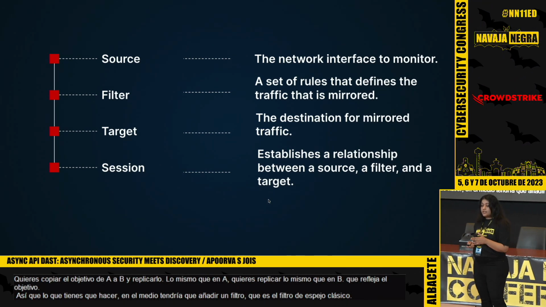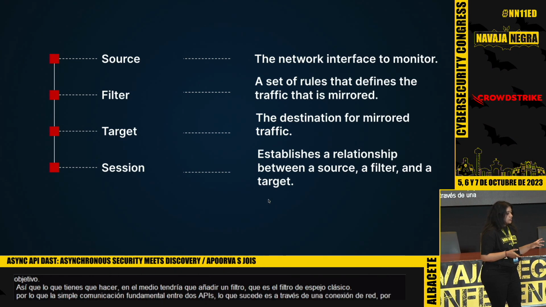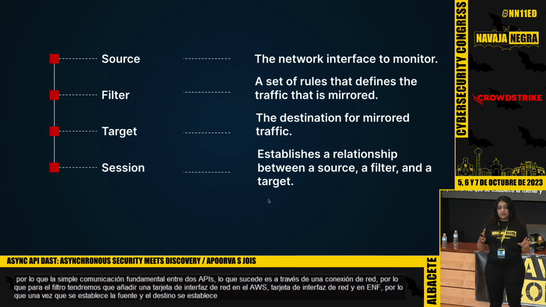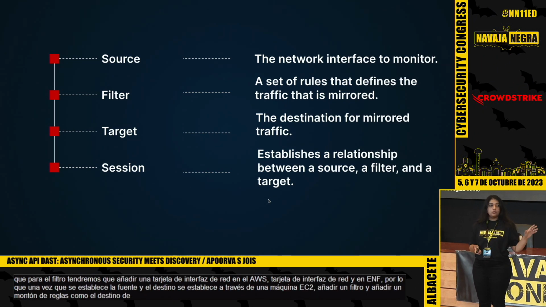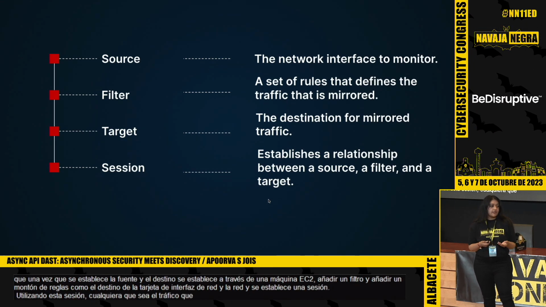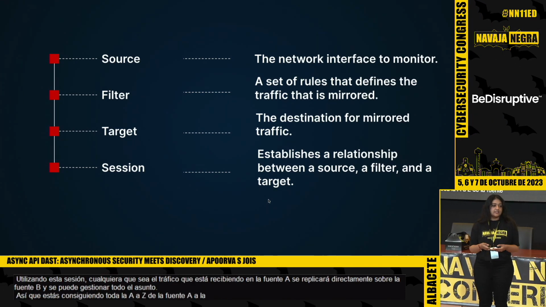Using this session, whatever traffic you are getting in source A will be directly replicated to target B, and you can manage the whole thing. So you are getting the entire A to Z from source A to B. That is how AWS Traffic Mirroring works. And if you read the documentation, it is pretty straightforward.